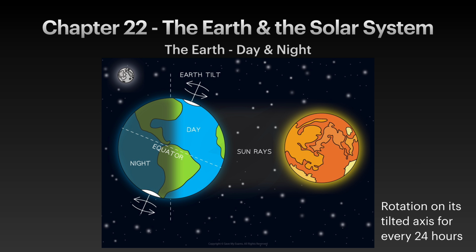The first topic for the day is about the phenomena of day and night on Earth. The Earth rotates once on its tilted axis every 24 hours. This rotation causes different parts of the Earth to face the Sun at different times, giving us day and night. When one hemisphere receives sunlight, the other experiences darkness. This cycle repeats endlessly, creating a rhythm of daily life. Remember, rotation causes day and night, while revolution causes the seasons.